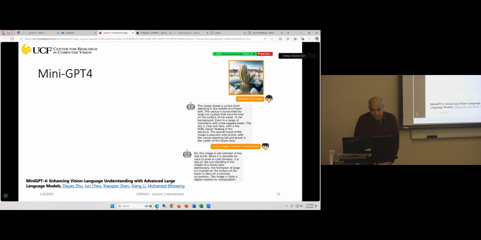Then you ask, is this image common in the real world? No, this image is not common in the real world. While it's possible for cacti to grow in a cold climate, it's rare to see one standing in the middle of a frozen lake. Additionally, the formation of large ice crystals on the surface of the water is also not common. Again, this image looks like a digital creation or manipulation. So all this uses the knowledge it has from the large language models, Wikipedia and all these things, combined with computer vision, which is amazing.